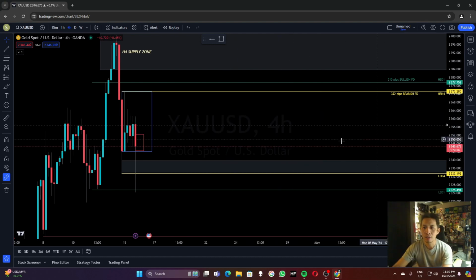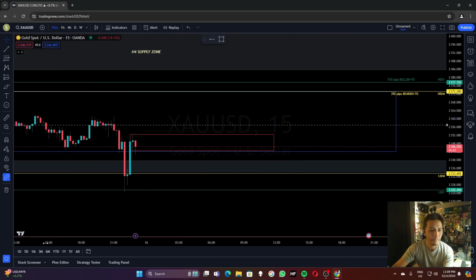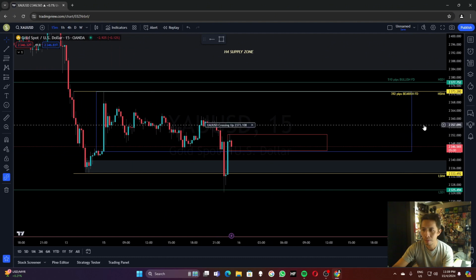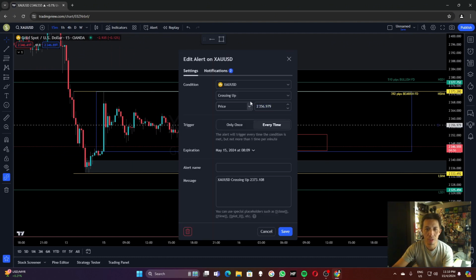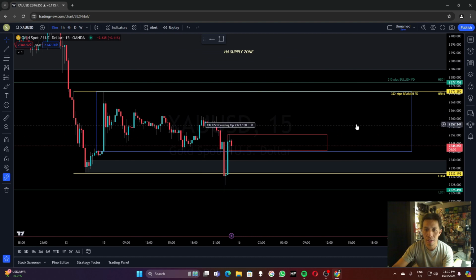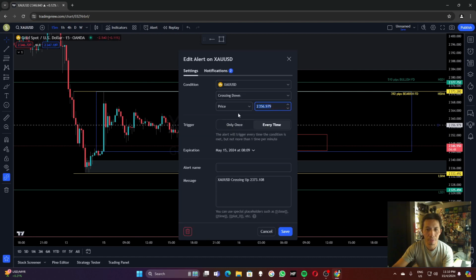Okay, so I'm gonna mark this alert here, this white line here. It alerts if it's crossing. Okay, it's not going to be crossing. I want it to cross down because it's on the sell, right? Okay, save it. Crossing down. Hey, why is it saying up again? Every time crossing down, right? Yeah, save.